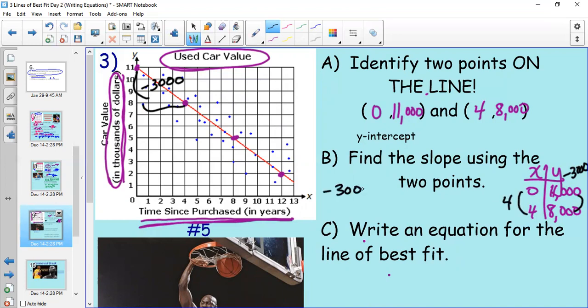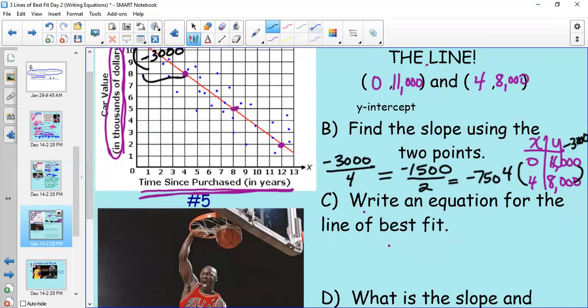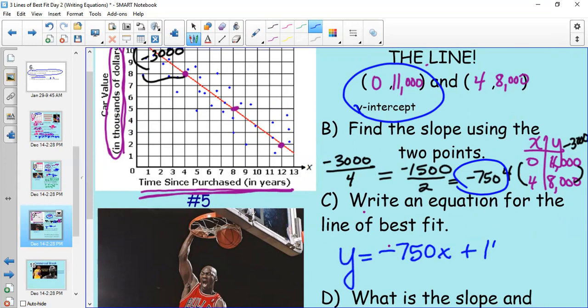So negative 3,000 over 4. We could divide those both by 2 to get negative 1,500 over 2. And again, I can divide that by 2 one more time, and feel free to use a calculator if you would like on this. But 1,500 divided by 2 is 750. So negative 750 is our slope, or negative 750 over 1. And when we write our equation, we put in the two things that you already found, our y-intercept and our slope. So y equals negative 750x plus 11,000.